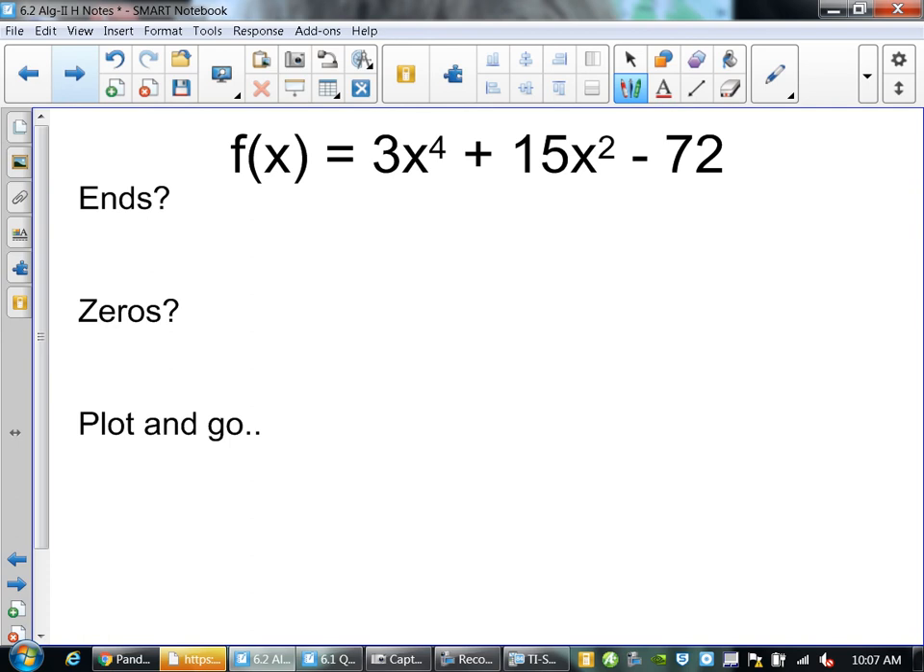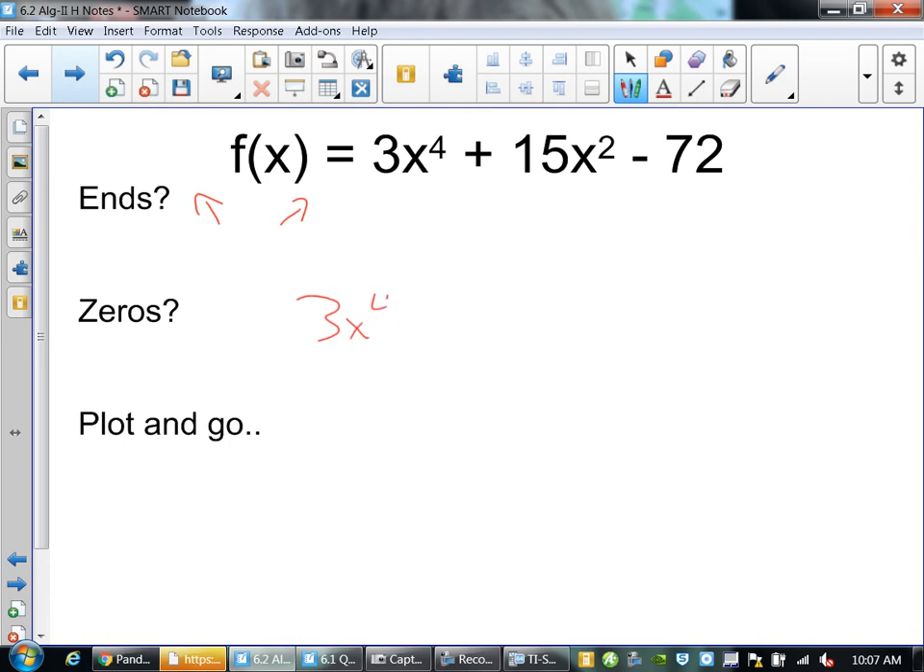First thing we're going to be able to do is look at what's happening at the ends. Are they both up? No. Why are they both up? Even and positive. Good. So we know the tails are pointing up. Zeros. I go ahead and factor again.